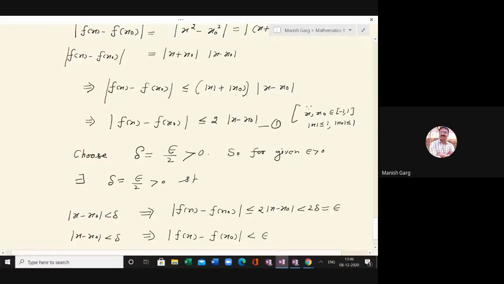See, this is mod x plus mod x naught. There is no problem. What is the value of mod x? Maximum value of mod x can be less than or equal to 1 because x is an element of minus 1 to 1.